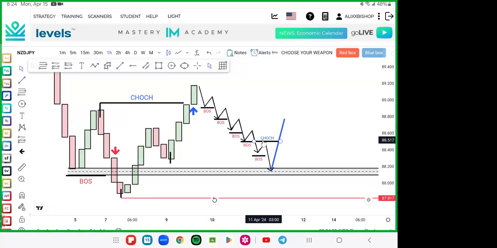Cool. So the same rules apply, guys. The same rules apply. Do you guys think because we broke structure to the upside, we should have some type of rally breakout in here? Some type of rally breakout? Yes or no, guys?